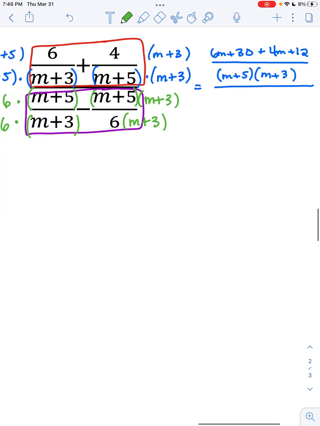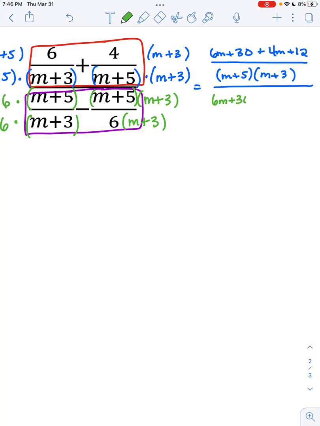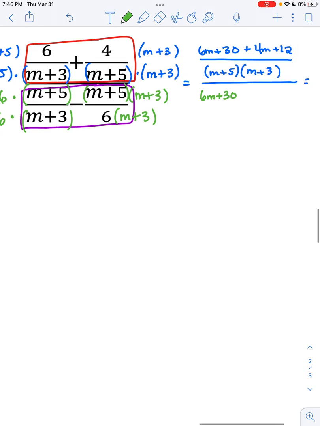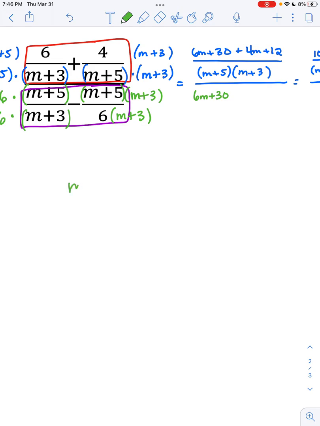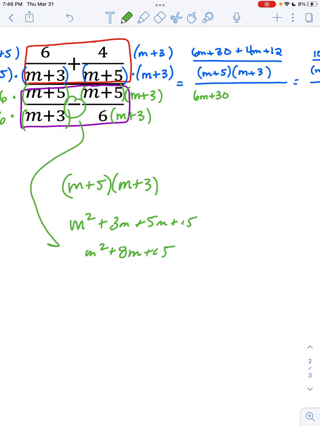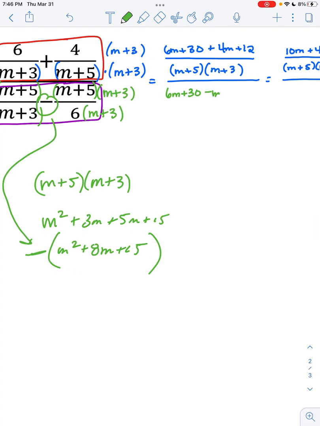So my bottom half will distribute that 6 with the 6m plus 30. Now we are subtracting here, so you do want to pay attention to that sign. Make sure you distribute that minus sign across both terms here. If I completely distribute m plus 5, m plus 3 out, we'll get m squared plus 3m plus 5m plus 15, which is m squared plus 8m plus 15. But remember that we are subtracting this product. So what I really have is minus m squared minus 8m minus 15.